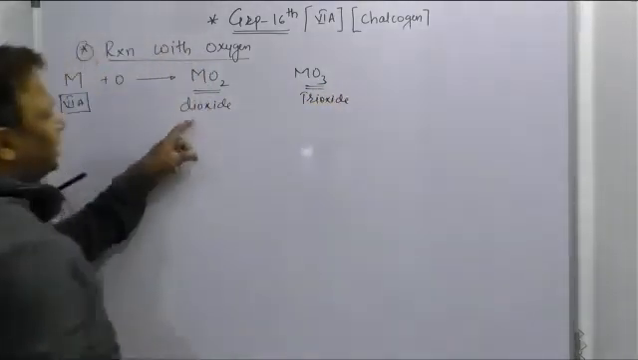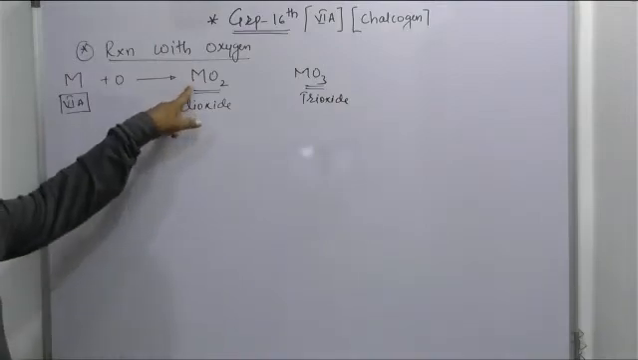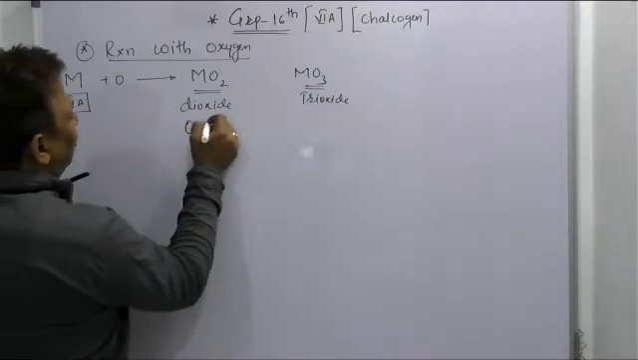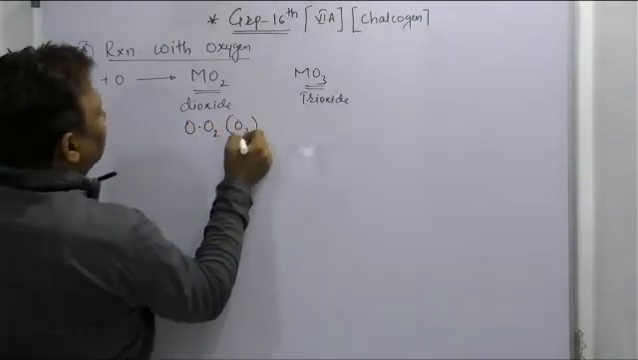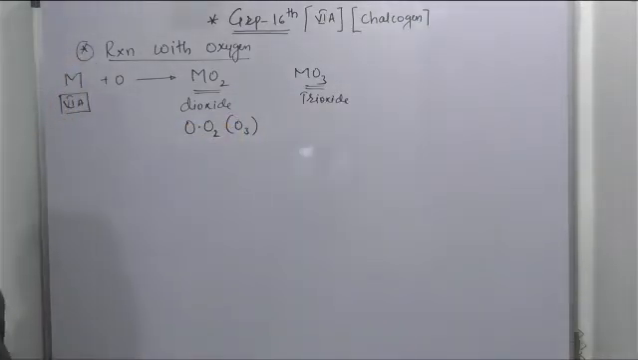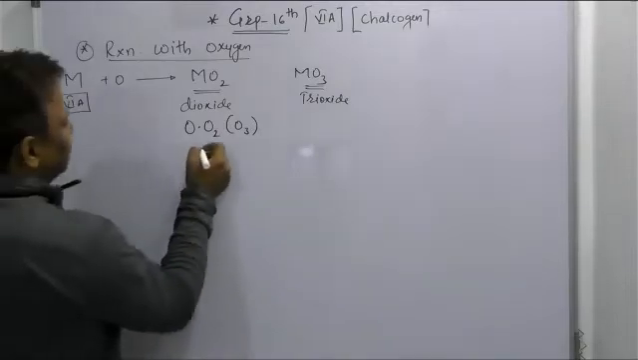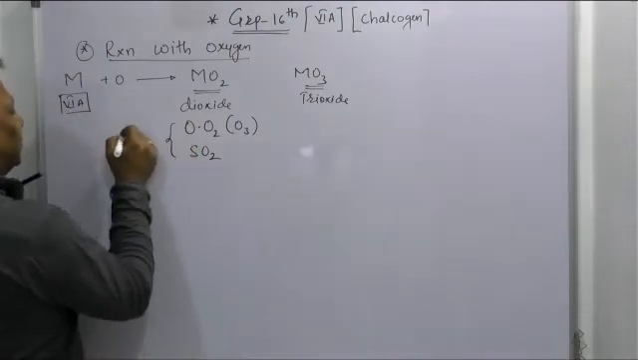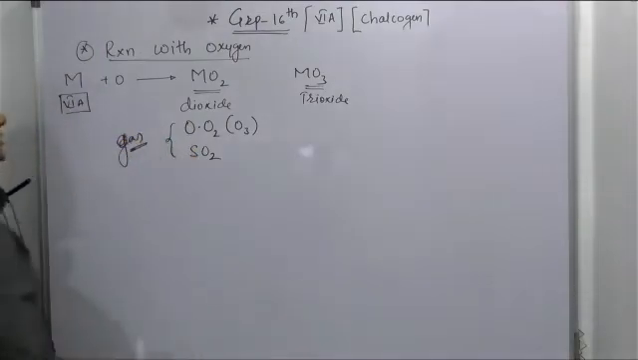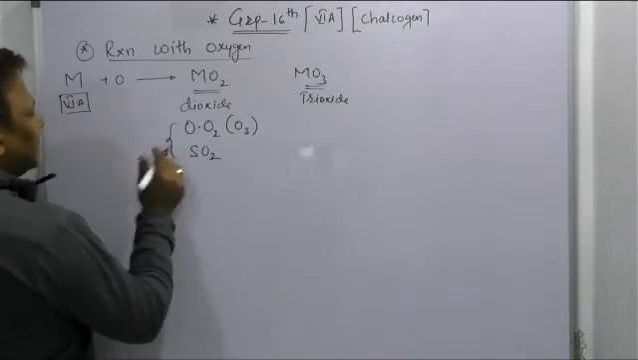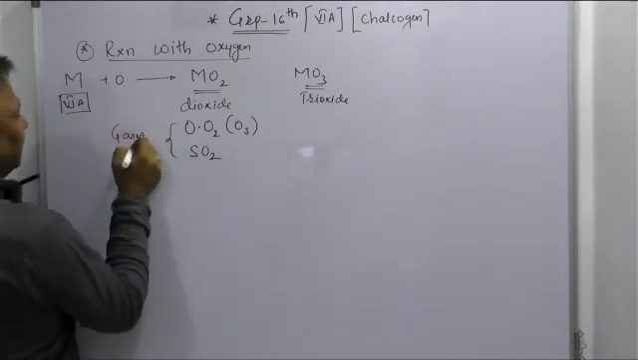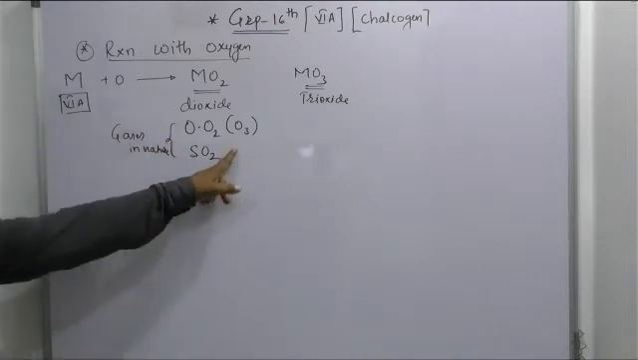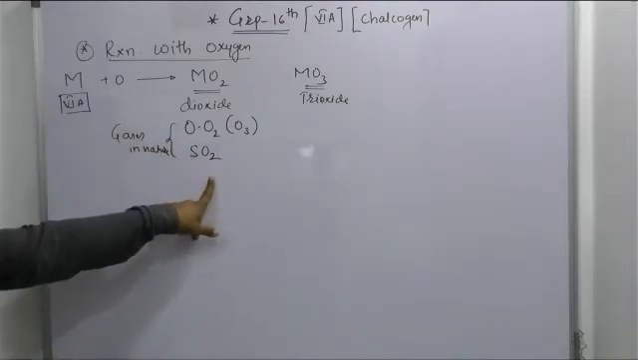In the dioxide, in place of M put O, oxygen. What does it become? O2 with another O can be written as O3. Do you know O3 is called ozone? The dioxide of sulfur is SO2. Both the dioxides are gases in nature. Ozone is a gas, SO2 is also a gas. The dioxides of oxygen and sulfur are gases.